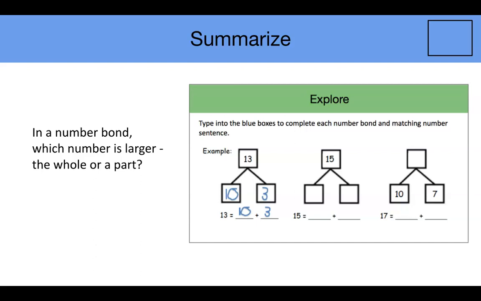All right, so in summary, with the number bonds, we want to make sure we're talking about which number is larger, which is the whole, which is the part. In breaking down our addition sentences, we're taking this as our whole. So 13 equals 10 plus 3. Order doesn't matter. We can say 13 equals 3 plus 10. Same thing with 15, okay? And we can even go the other way, which is 10 plus 3 equals 13, or 3 plus 10 equals 13. A lot of different number sentences there.